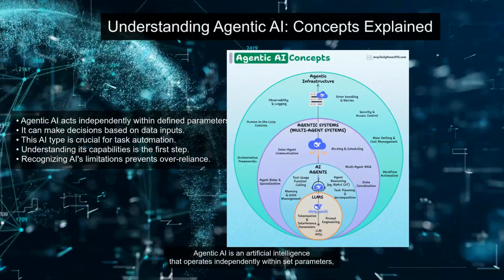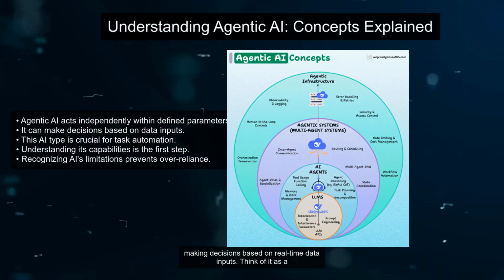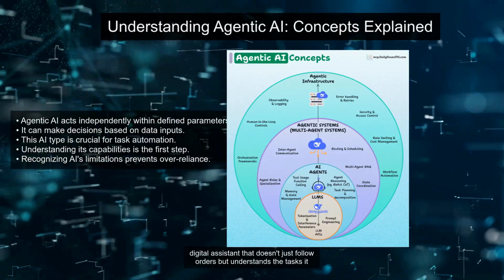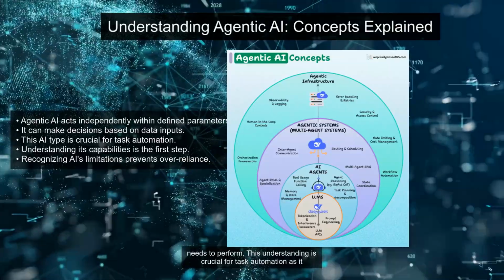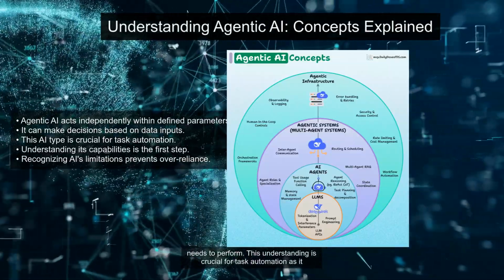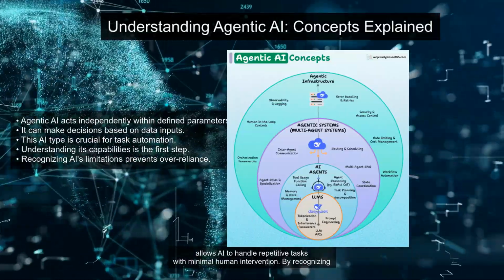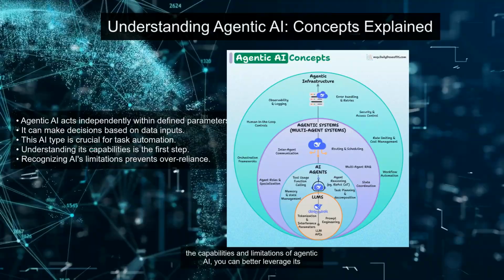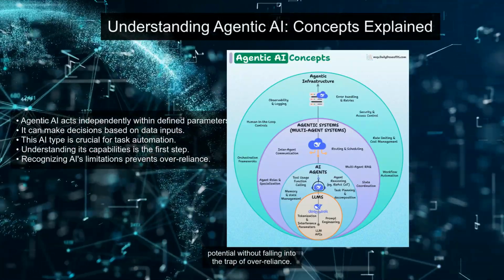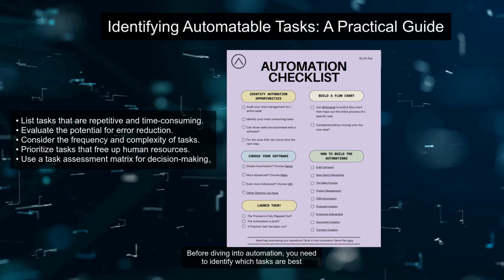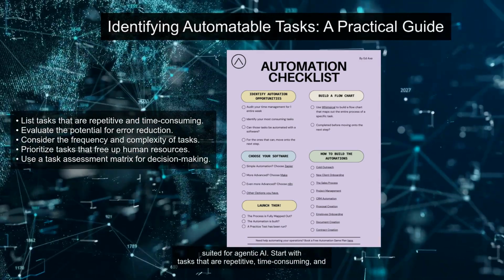Agentic AI is an artificial intelligence that operates independently within set parameters, making decisions based on real-time data inputs. Think of it as a digital assistant that doesn't just follow orders but understands the tasks it needs to perform. This understanding is crucial for task automation as it allows AI to handle repetitive tasks with minimal human intervention. By recognizing the capabilities and limitations of agentic AI, you can better leverage its potential without falling into the trap of over-reliance.